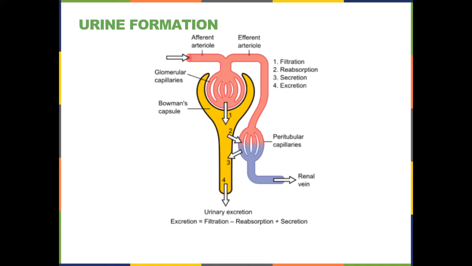In the proximal convoluted tubule, primarily fluid is reabsorbed at that point. The distal convoluted tubule is where certain materials are secreted back into the tubule. And then lastly, the urine goes down the collecting duct and is excreted, and then the blood goes out the renal vein.